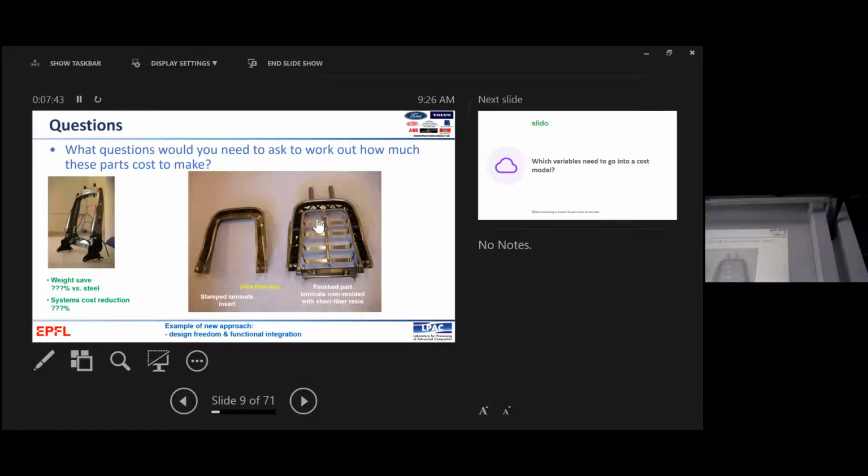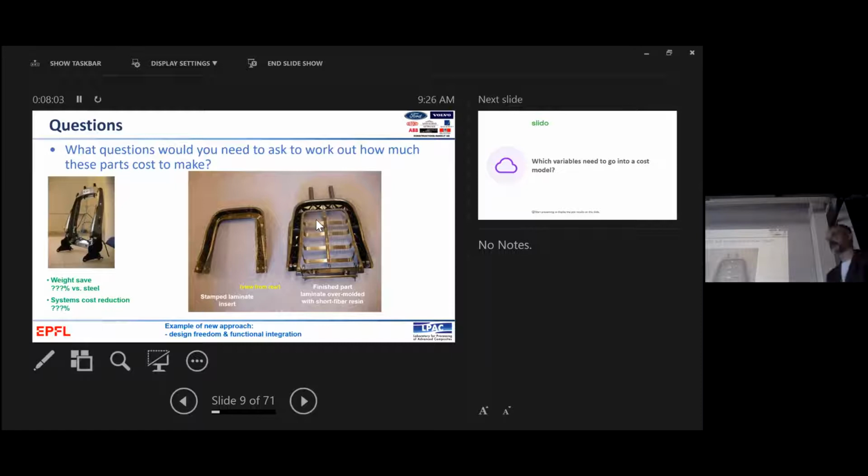So here, this is a car seat. This is a Volvo XC car seat made in steel. And in our lab, we had a project. You can look at this part later. Try and make this in composite. And it was funded by a big industrial consortium. And we did a lot of cost modeling in the project to try and convince stakeholders in the company.